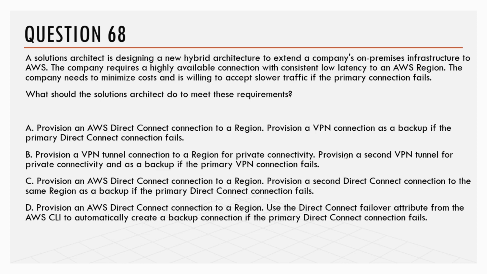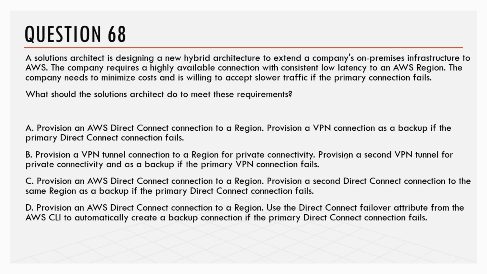And the options are: A. Provision an AWS Direct Connect connection to a region. Provision a VPN connection as a backup if the primary Direct Connect connection fails. Option B. Provision a VPN tunnel connection to a region for private connectivity. Provision a second VPN tunnel for private connectivity and as a backup if the primary VPN connection fails. Option C. Provision an AWS Direct Connect connection to a region. Provision a second Direct Connect connection to the same region as a backup if the primary Direct Connect connection fails.